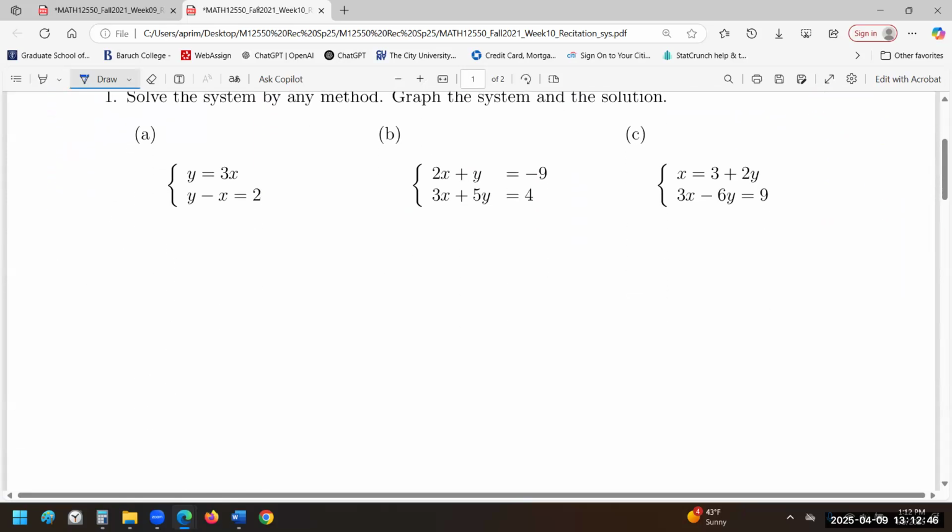In question 1, we have only lines, a system of linear equations. So all you have to do is find where they intersect, and you have three ways of doing it. My favorite method is elimination, so let me show you the elimination method for B.